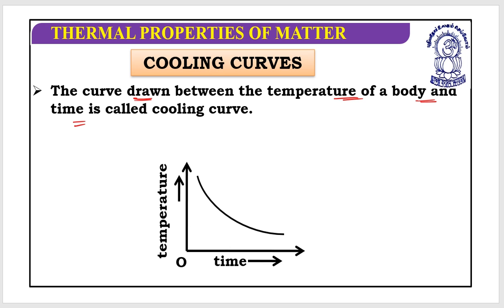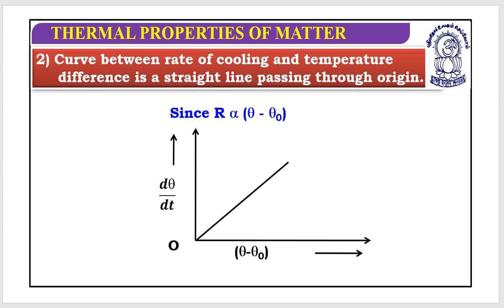Let's suppose on the y-axis I have taken temperature, and on the x-axis I have taken time. If I plot this, y versus x, and temperature is decreasing as time is increasing, it can be plotted something like this, and this is what we call a cooling curve. I hope this is clear.